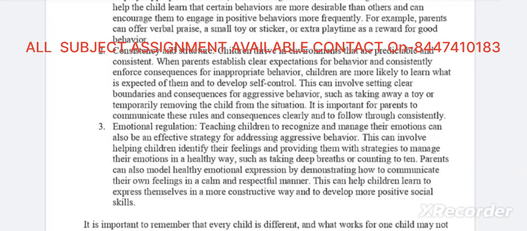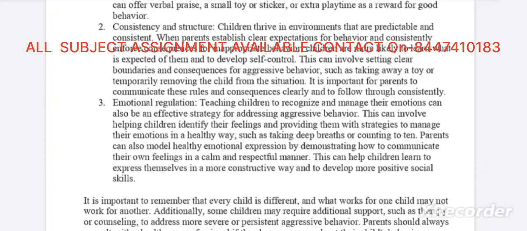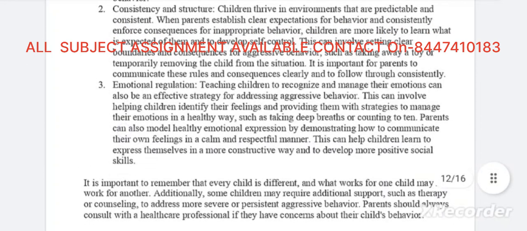Consistency and structure. Children thrive in environments that are predictable and consistent. When parents establish clear expectations for behavior and consistently enforce consequences for inappropriate behavior, children are more likely to learn what is expected of them and to develop self-control. This can involve setting clear boundaries and consequences for aggressive behavior, such as taking away a toy or temporarily removing the child from the situation. It is important for parents to communicate these rules and consequences clearly and to follow through consistently.